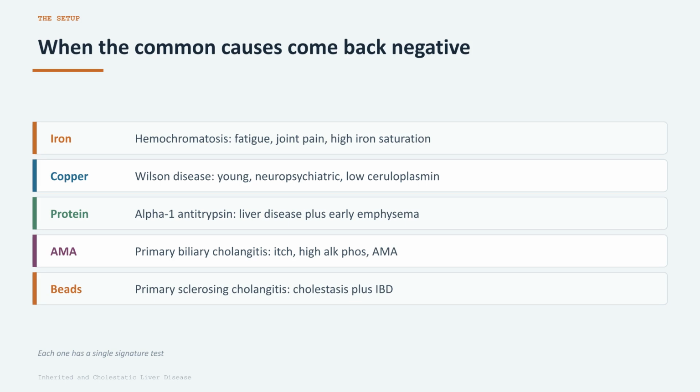Notice that each one has a signature test. Iron studies for hemochromatosis, ceruloplasmin for Wilson disease, a protease inhibitor phenotype for alpha-1 antitrypsin deficiency, the antimitochondrial antibody for primary biliary cholangitis, and a cholangiogram for primary sclerosing cholangitis. Nobody finds these by accident. You have to go looking.